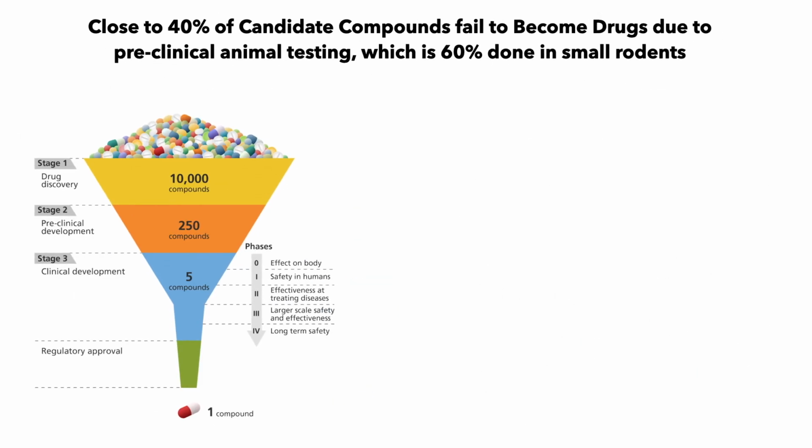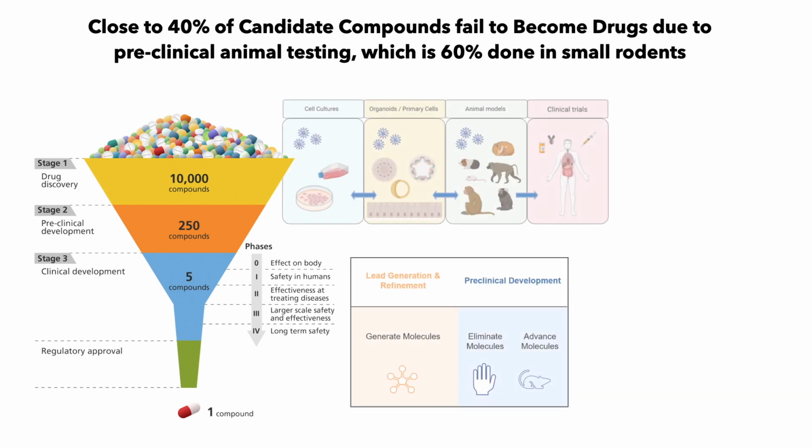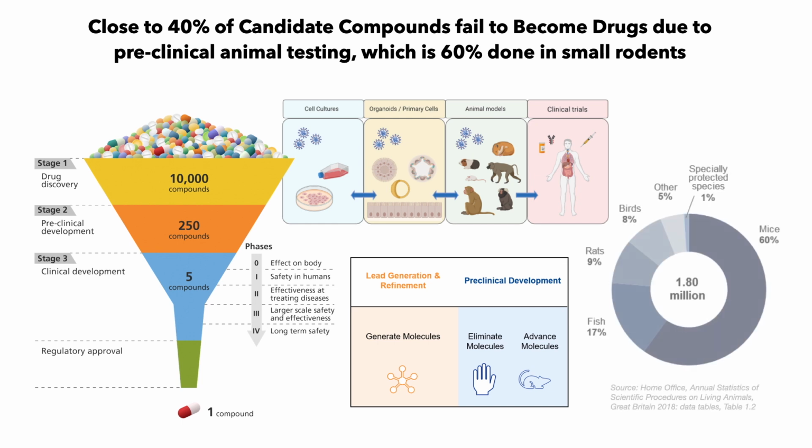At the same time, close to 40% of candidate compounds fail to become drugs, in part due to the bottleneck of preclinical development. During this stage, researchers study compounds that show efficacy in cell lines or organoids to understand efficacy and toxicity at the biological system level, which has complex metabolism, immune responses, and tolerance for both disease and treatment. Interestingly, over 60% of animal models used for such testing are mice, rats, or other animals such as hamsters or ferrets.